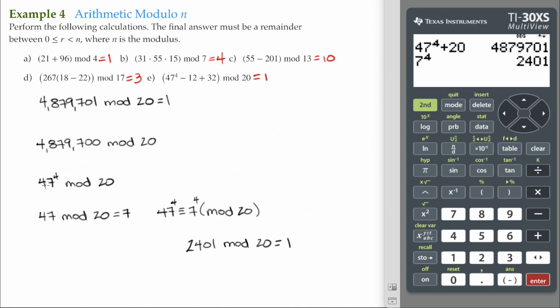So for 47 to the fourth power, we have negative 12 plus 32, that's 20. 20 mod 20, that's 0. So then I have 1 plus 0 mod 20, that comes out to be 1. So the idea is that when we do it in parts, this is very effective for when we have very, very, very large numbers.